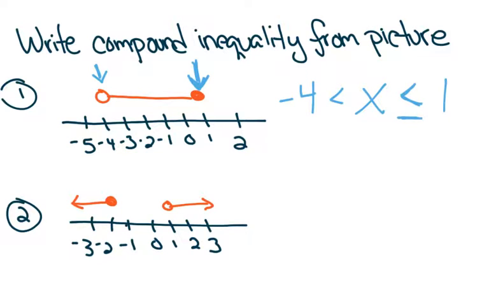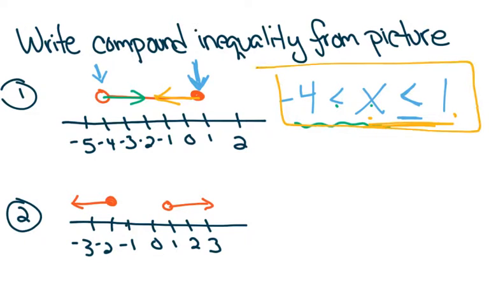So if we look at each piece of this and read it how we're supposed to, x is greater than -4. Well, that's true, we're bigger than -4. But if we read this piece over here, x is less than or equal to 1, which is exactly what this is showing over here. But again, we're writing it as one compound inequality. x is between -4 and 1.